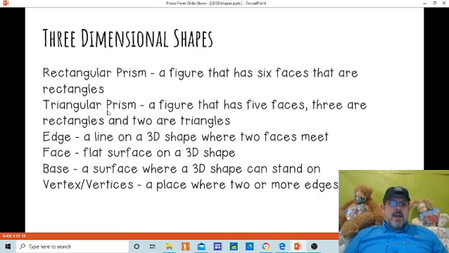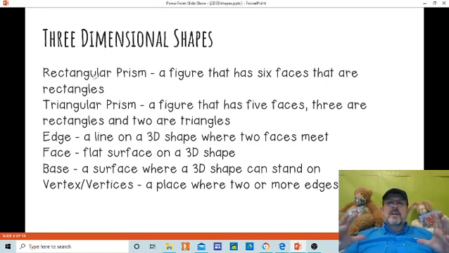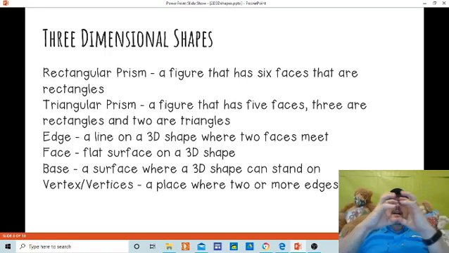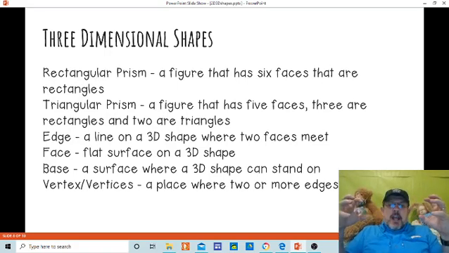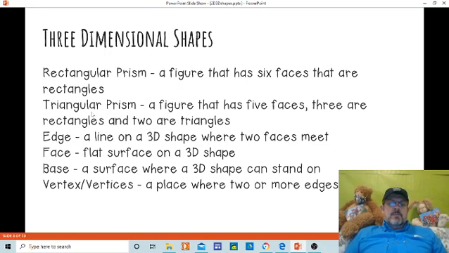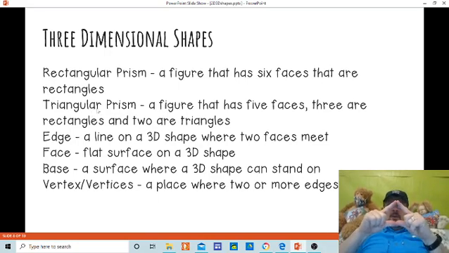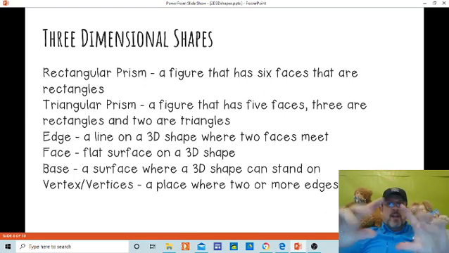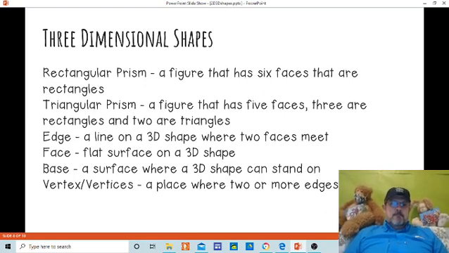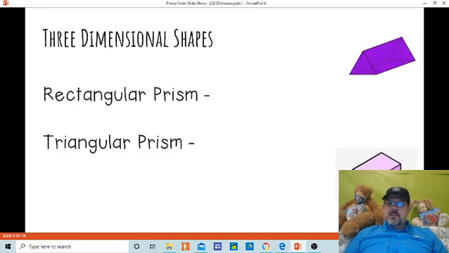Okay. So here now it's talking about some different things. Rectangular prism. A rectangular prism is a figure that has 6 faces that are rectangles. Okay. So it's a prism that looks like a cube, and they stretched it out. A triangular prism, it can just be a triangle on the end, and then there's another triangle on the other end, and you just connect the lines. Okay. Now we're going to talk about something else. We're going to talk about edges, faces, bases, and vertices. Okay. All right. This is the rectangular prism.